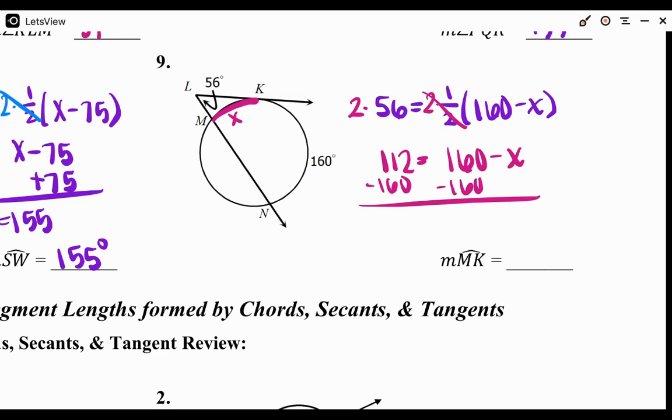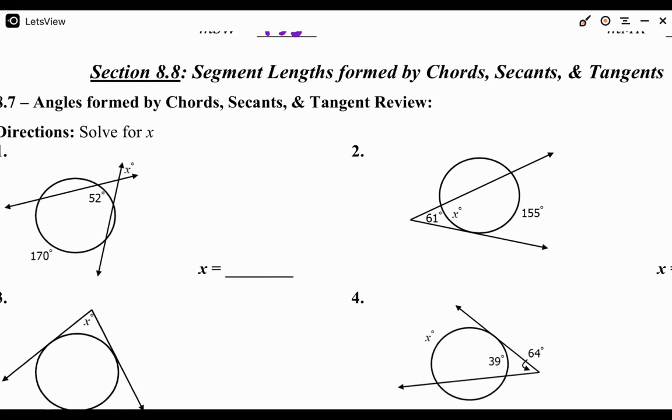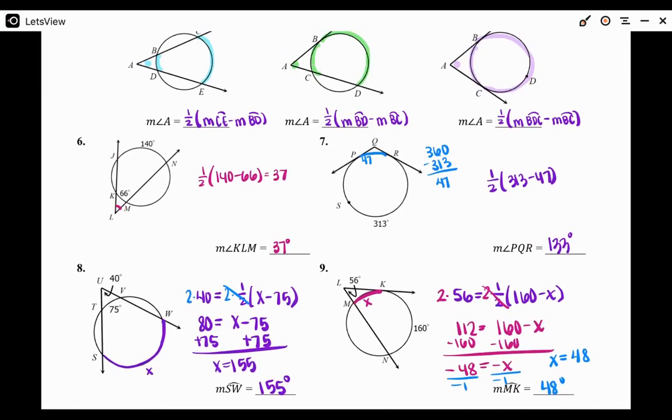So we get negative 48 equal to negative x. Now we don't want that negative in there, so we can divide by negative 1 to get our x to be positive. So we get x equals positive 48. So the measure of arc MK is 48 degrees. Oh, and that is 8.8. So that is it for notes today.